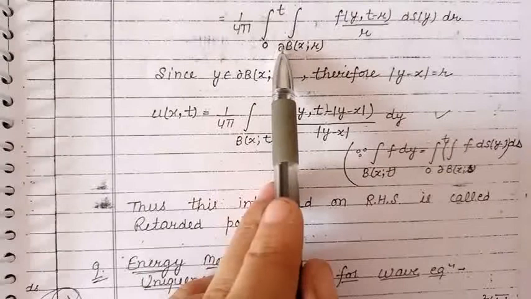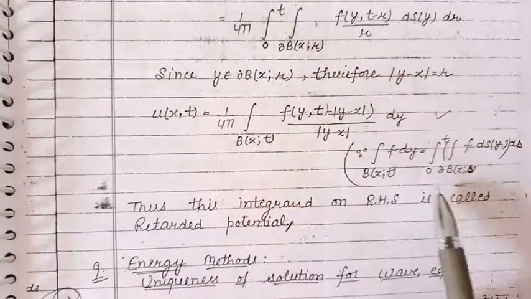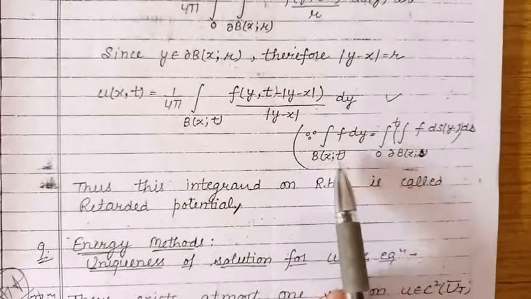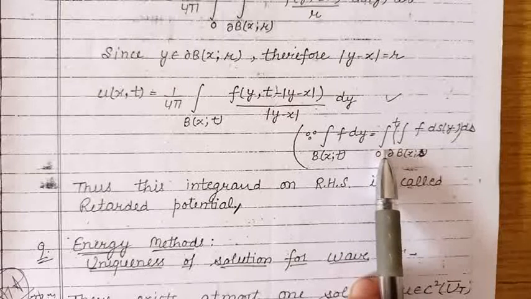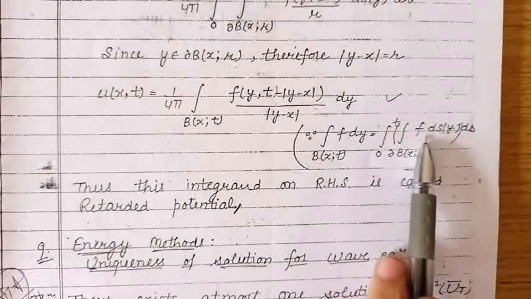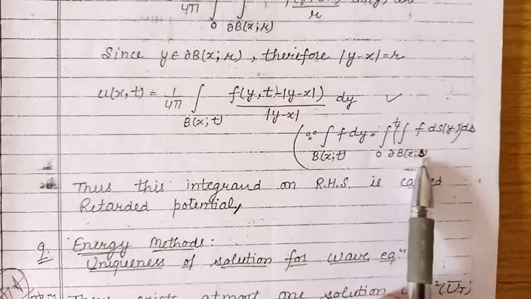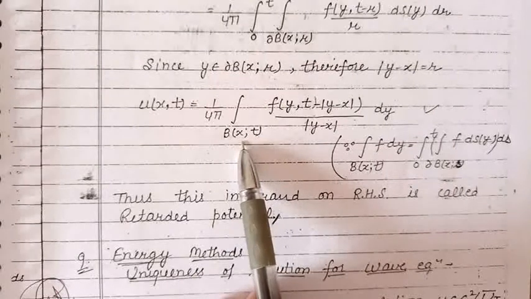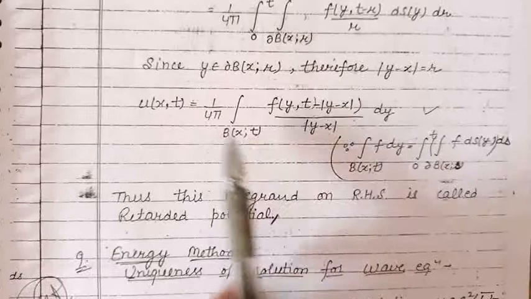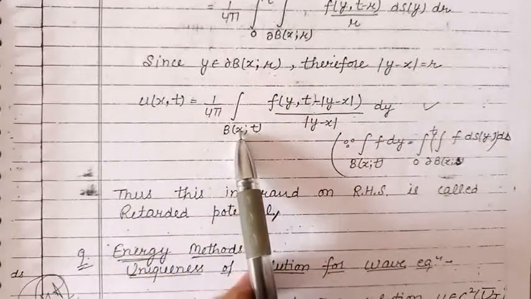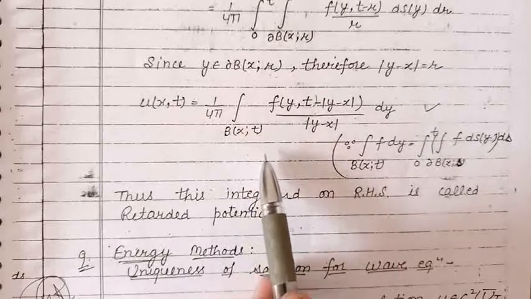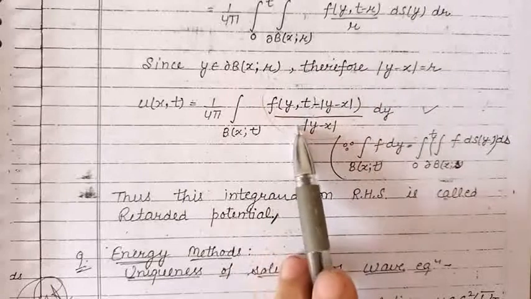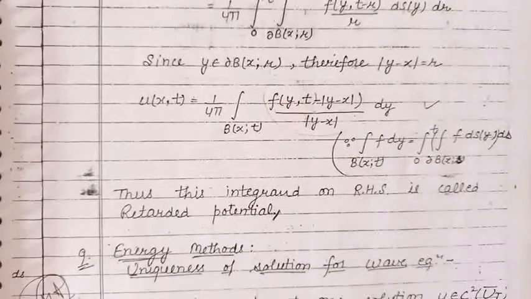To convert this double integral into an integral over the ball, we have used this formula. According to this formula, the integral of a function f over a ball with center x, radius t, is equal to the integral between the limits 0 to t of the integral of the function over the sphere with center x and radius s. So by using this formula, we have converted this double integral into an integral over the ball having center x, radius t. So this gives us the solution of the initial value problem for the non-homogeneous wave equation in three dimensions. Here, in this expression, the integrand on the right hand side is called the retarded potential. So this completes the solution.